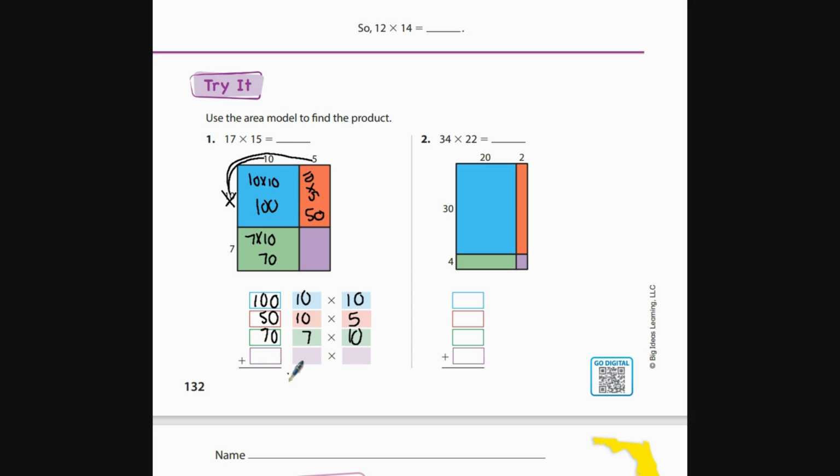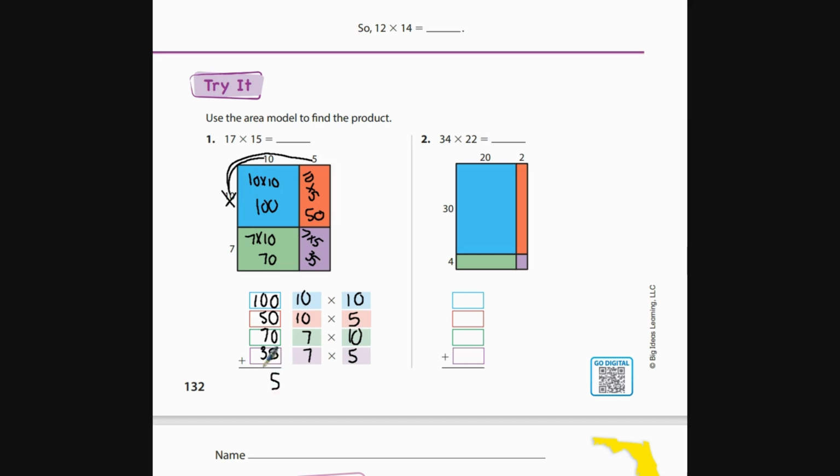Okay, 70. And last but not least, we already multiplied 7 times 10, so now we need to multiply 7 times the ones place, which is the 5. So this is going to be 7 times 5, which is 35. Let's put that here. The last one was 7 times 5, which was 35. And now all we need to do is add.